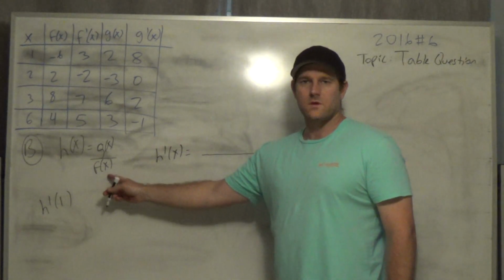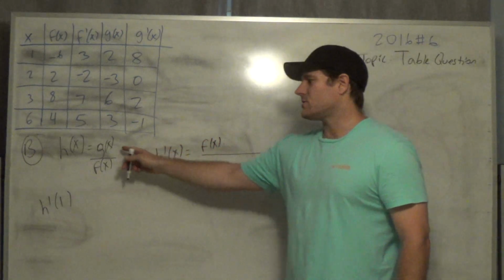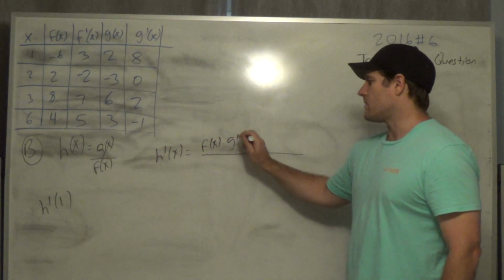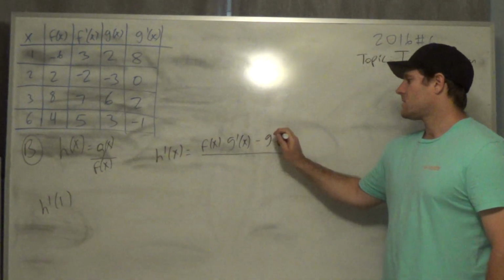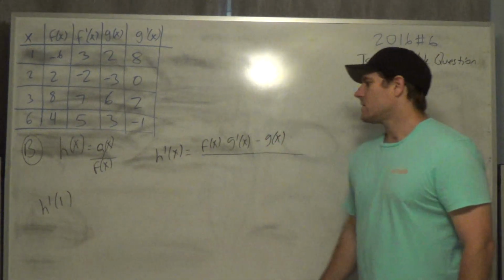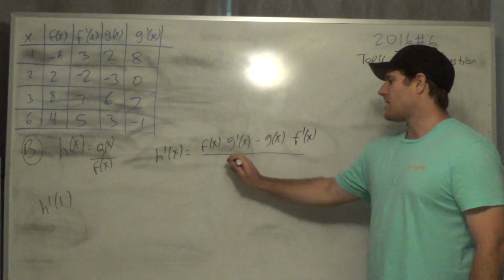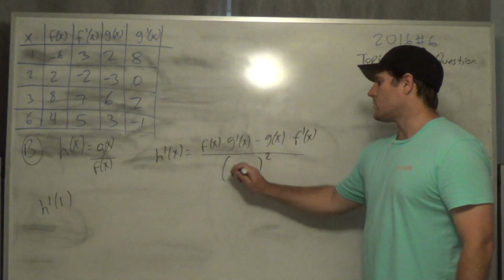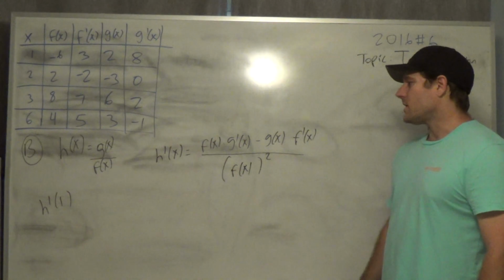So quotient rule, low, d high, the derivative of g of x is g prime x, minus high, and then d low. Derivative of f of x is f prime x. So low d high minus high d low all over low low. Okay? And now we're going to plug in the 1.